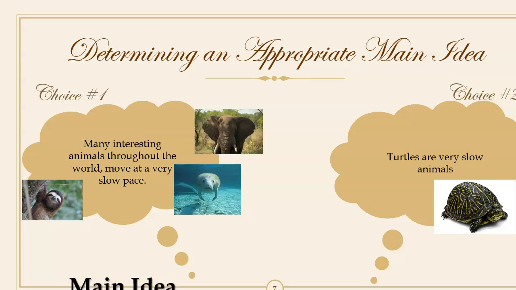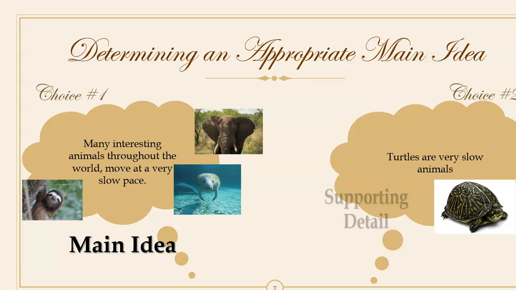Great job! Number 1 is correct because our book is mostly about slow animals, not slow turtles. The whole book would have to be about turtles for it to be the main idea. In this book, a turtle would be a supporting detail.